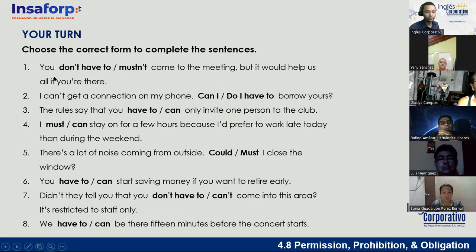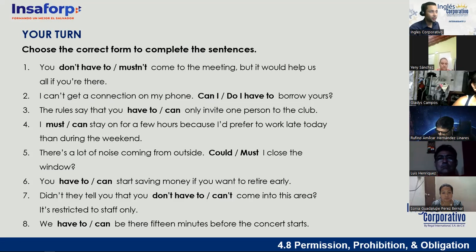So I want you to read the sentences and you have to choose. For example, in the first one, you don't have to or you mustn't come to the meeting, but it will help us all if you are there. So you need to choose one form, don't have to or mustn't. I'm going to form the breakout rooms now. We have 12 people exactly, so we have a good number to go with. We're going to form four groups, four groups of three people each.